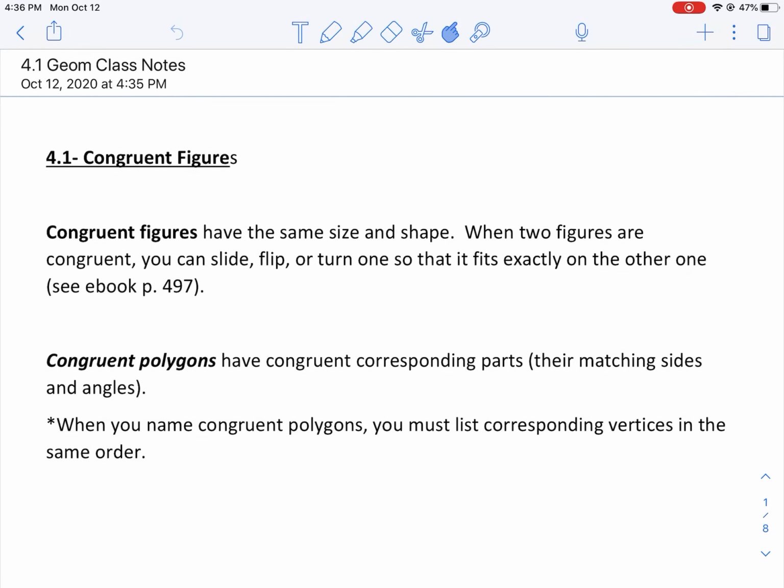All right, this video is about chapter 4.1, congruent figures. So when figures are congruent, they have the same size and shape. When two figures are congruent, you could slide, flip, or turn one so that it fits exactly on the other one.